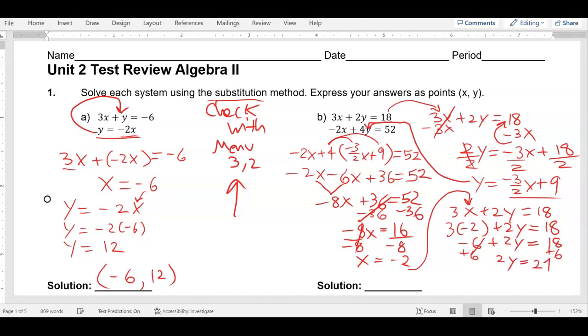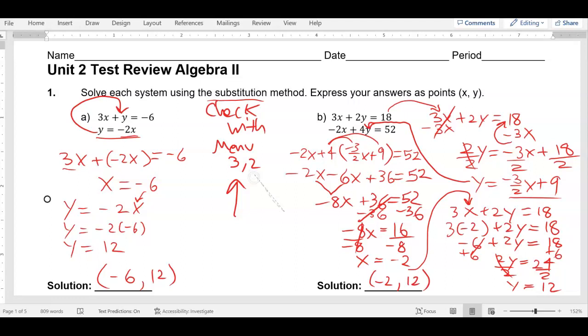And that gives me 24. And then divide by 2. Y is 12. So after all that, we got x is negative 2, y is 12. So negative 2, comma 12.